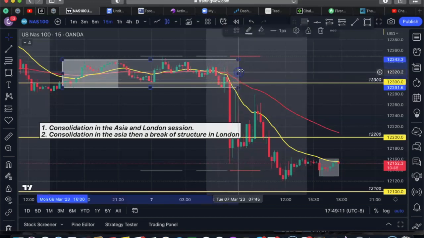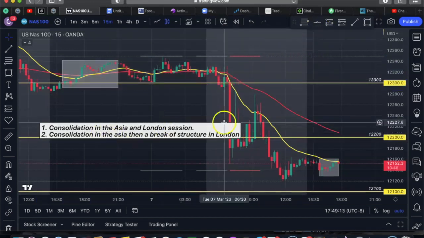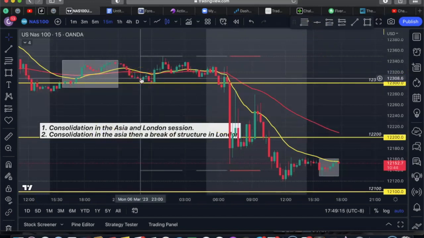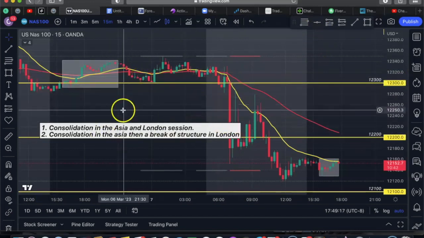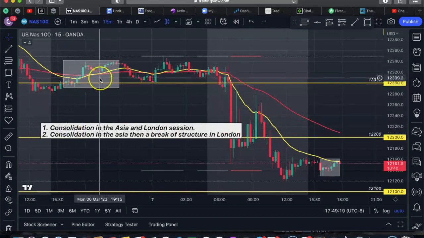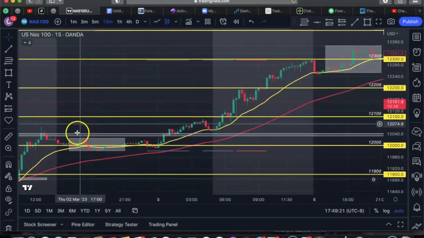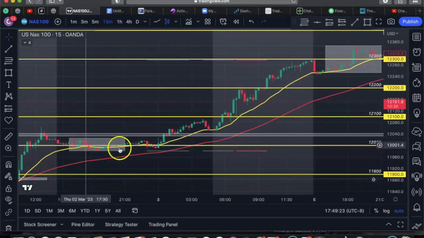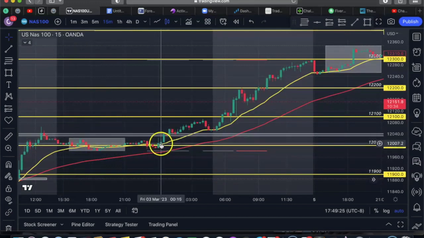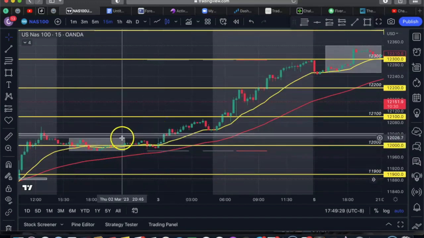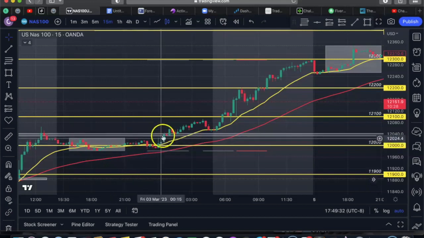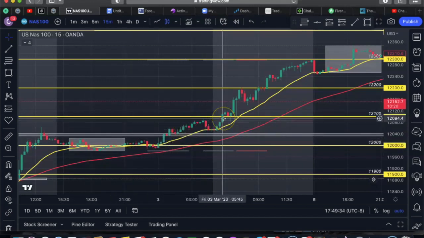So a lot of the time, I like to see the consolidation in Asia, London, then it to break structure in the New York session. Or I like to see it consolidate in Asia. Actually, let's go and find it. So I like to see it consolidate in Asia like this. Then we can see in London at 12 a.m. starting right here, price breaks. So it breaks the high of the Asia session right here on this candle and starts going into an uptrend.